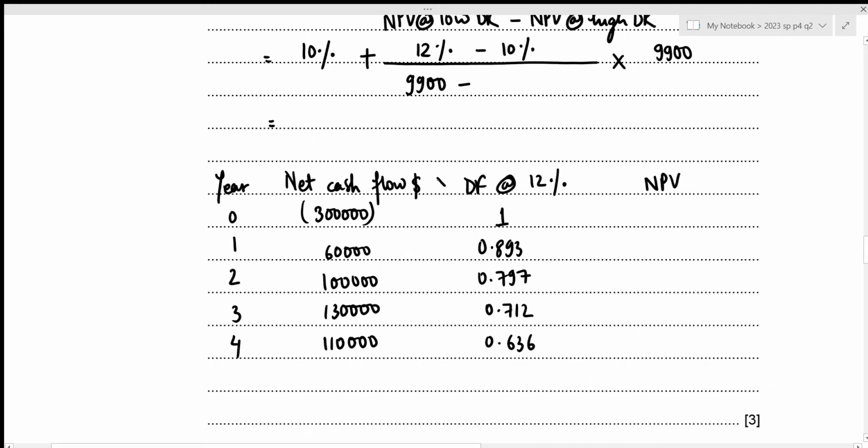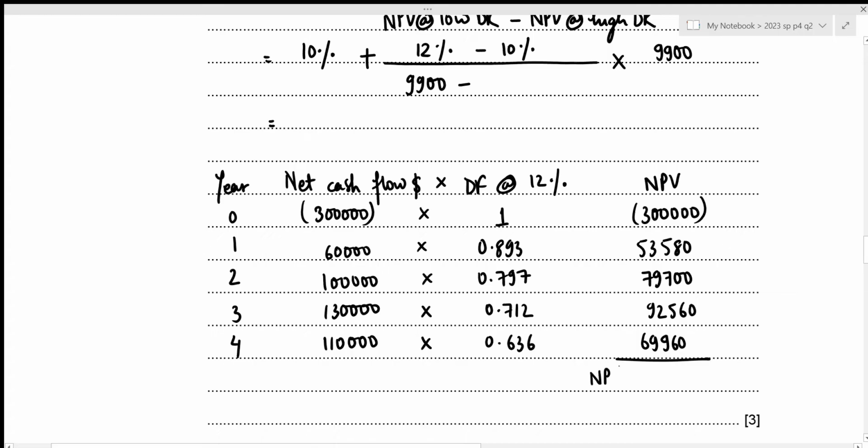Now the next step would be to figure out the net present values by multiplying our net cash flow and the discounting factor. For year 0, that's negative 300,000 times 1, which again is negative 300,000. For year 1, that's 60,000 times 0.893, which results in 53,580. For year 2, that's 100,000 times 0.797, which results in 79,700. For year 3, that's 130,000 times 0.712, which results in 92,560. For year 4, that's 110,000 times 0.636, which results in 69,960.